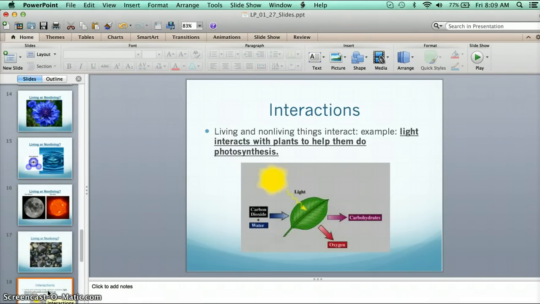So living and non-living things interact all the time. We just maybe don't think about it as much as we think about predator-prey relationships. But living and non-living things interact all the time. So an example would be light. Light literally interacts with plants to help them do photosynthesis. Remember, photosynthesis requires sunlight for the plants to complete it. And plants are doing that constantly. It's something that's happening that we just don't really think about.